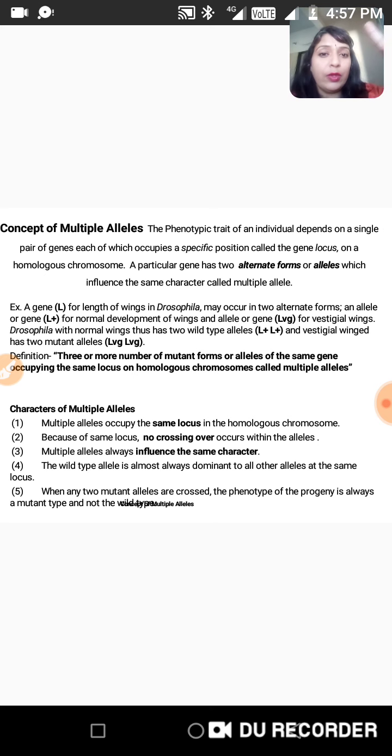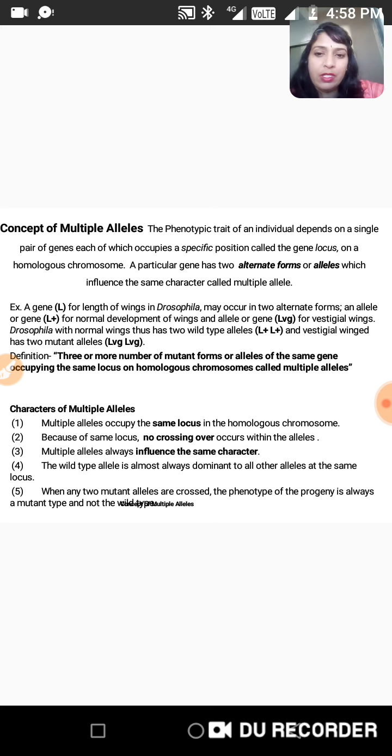Now Drosophila with the normal wing thus has 2 wild type alleles, that is L plus L plus. That is, L plus is on one homologous chromosome and another L plus is on the other homologous chromosome. So as there are 2 homologous chromosomes, L plus L plus. Okay, now the vestigial winged mutant has LVG on both the homologous chromosomes.